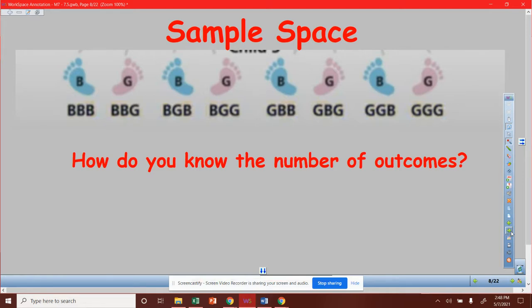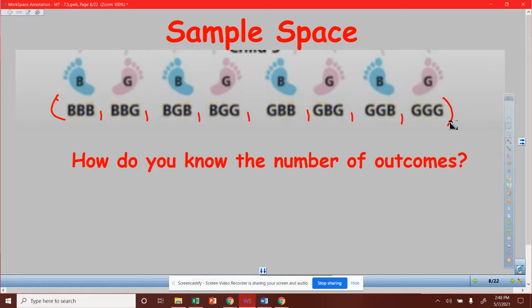So when they're asking for your sample space, what they're really asking you for is what you see here. This is our sample space. It describes all of our different combinations that we can get from having 3 different kids. So want to make sure that we know what the sample space is.